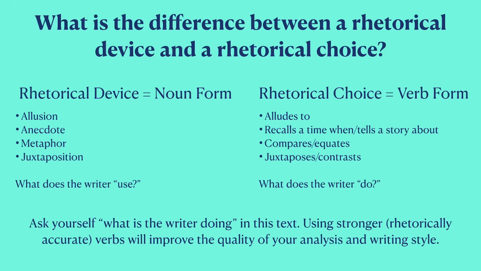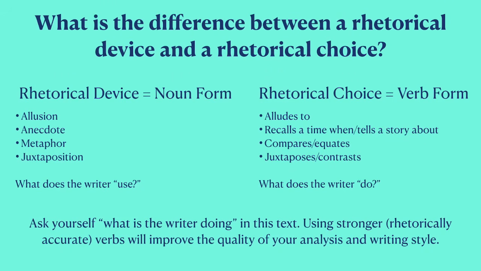One example of something that doesn't translate really easily is an anecdote. So let's say that you recognize that the writer is using an anecdote. That's a device. So how do you turn that into a choice? Well, you want to ask yourself, okay, what is he or she doing? And since there isn't really a verb that goes with anecdote, you might need a phrase. So you could say that he or she reminisces on a time when, or he or she recalls a time when, or even he or she tells a story about. Now, that might not be as sophisticated as the other options, but it is better to use a verb instead of a noun. So that would just be one example.